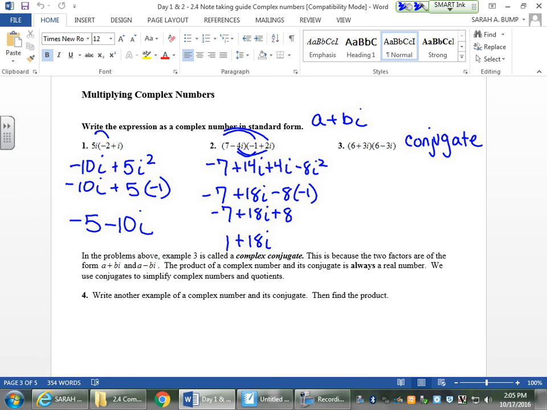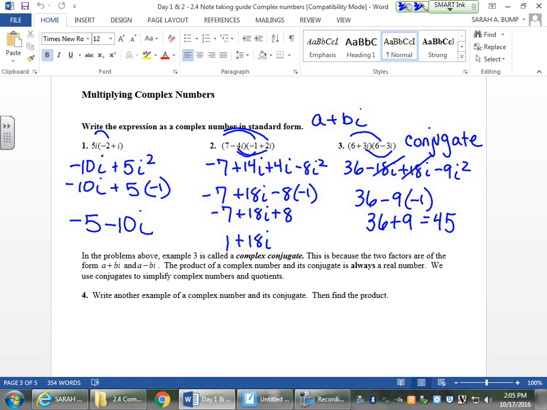So hit pause, try this on your own, and check with my answer. I distribute, I'll get 36 minus 18i plus 18i minus 9i squared. If you multiply a conjugate or a number by its conjugate every single time, these middle terms will cancel out. So if you wanted to save some time, you really only need to multiply the first and the last terms, because the middle terms will always cancel when you multiply by its conjugate. We're going to get 36 minus 9 times negative 1. 36 plus 9 gives us a real answer of 45.